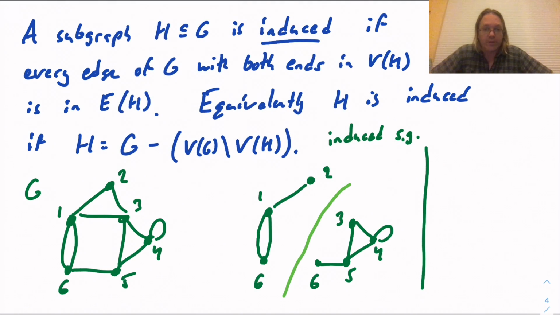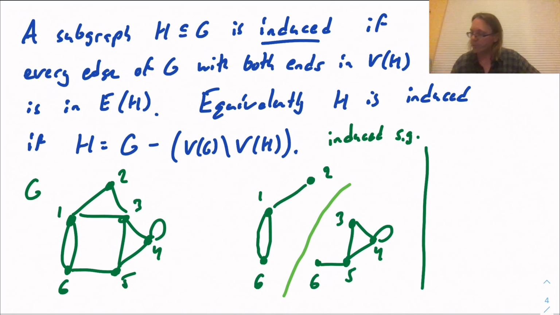So again, for an induced subgraph, you're taking some subset of the vertices and then all possible edges with both ends in that set. Or equivalently, you're just deleting some vertices. If you want the induced subgraph with vertex set 1, 2, 6, that means you delete all the other vertices. You delete 3, 4, and 5.